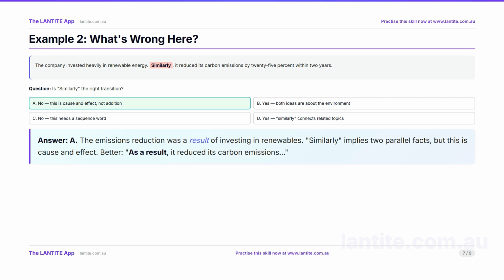This is a common trap. Do not match transitions based on topic similarity. Match them based on the logical relationship.